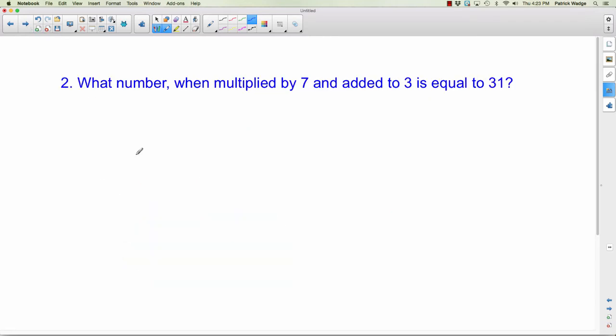All right, I think I got 4 of them for you. What number, when multiplied by 7 and added to 3, is equal to 31? So it's not totally clear. I don't really like the way this is stated. But what we want is some number. Okay, I'm going to write number. And you're going to multiply it by 7. You're going to do that first. Then you're going to add 3, and it's going to equal 31.